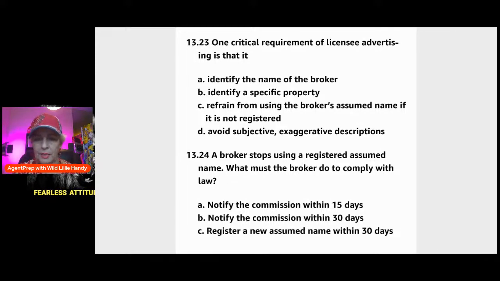Hey, Infinity, I'm going to ask you for a favor to type the question number in addition to the letter answer so that we all know, because some of the answers come through as a delay. And that way we all know what question we're answering, including me. So yeah, we must identify the broker's name.